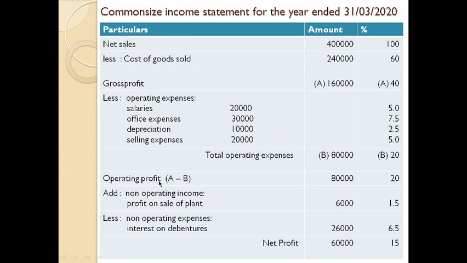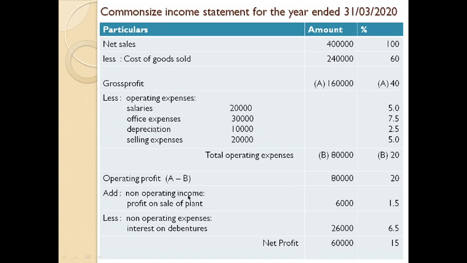Next one, operating profit. You all know what is going to be operating profit. Another name of operating profit is earnings before interest and tax. Remember each and every synonymous term. Operating profit is obtained by taking the difference between A and B, or gross profit minus total operating expenses, you will get operating profit. We have dealt with the same equations in the previous slides, just go through it. You will get 80,000, same case, 80,000 divided by net sales into 100, you will get 20%.